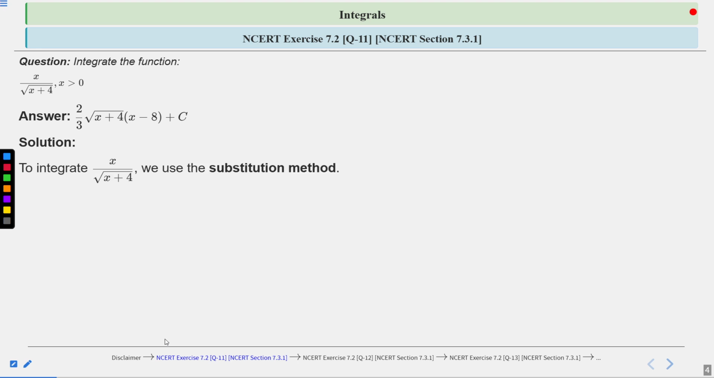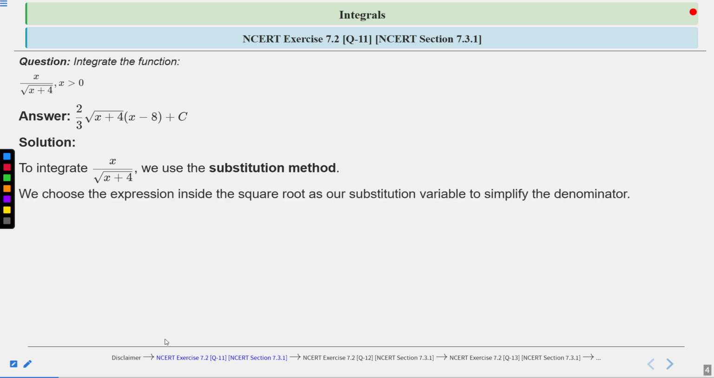To integrate x upon root over x plus 4, we use the substitution method. We choose the expression inside the square root as our substitution variable, to simplify the denominator. Now let t is equal to x plus 4.